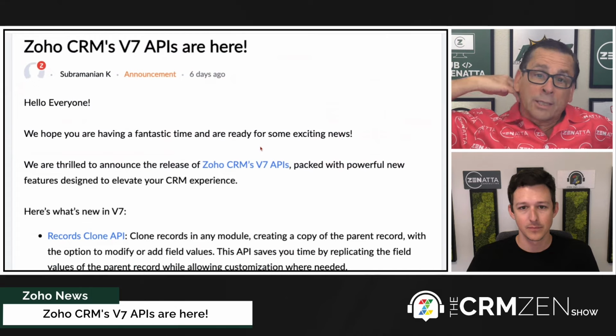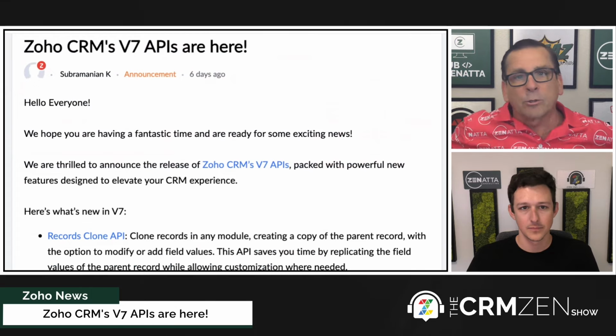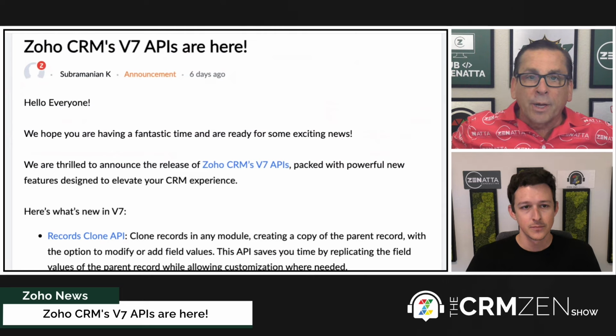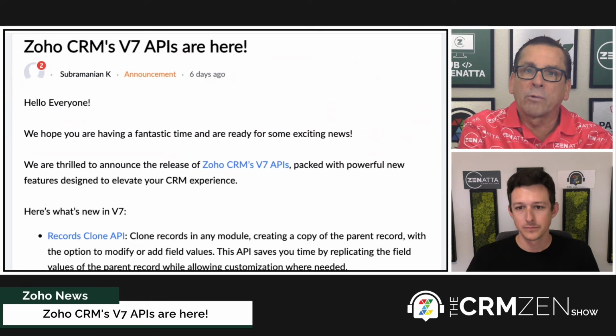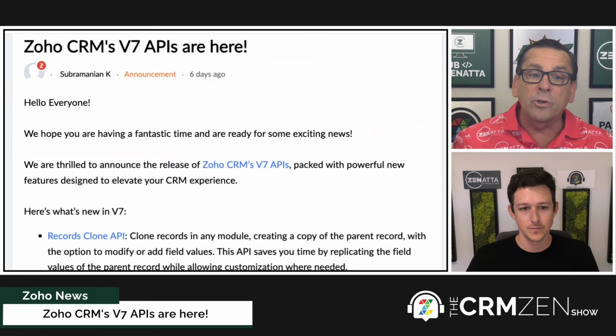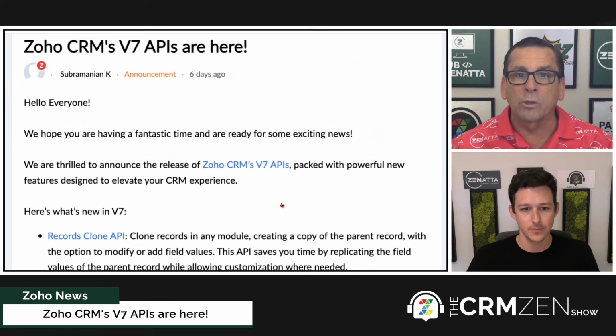All right, over in the CRM, we're going to hit some technical updates here. So version 7 APIs are here. Good news is they're not deprecating any of the old APIs, so you don't have to worry about any of your old APIs. They're going to be fine. All they're really doing is just giving you some cool new features.